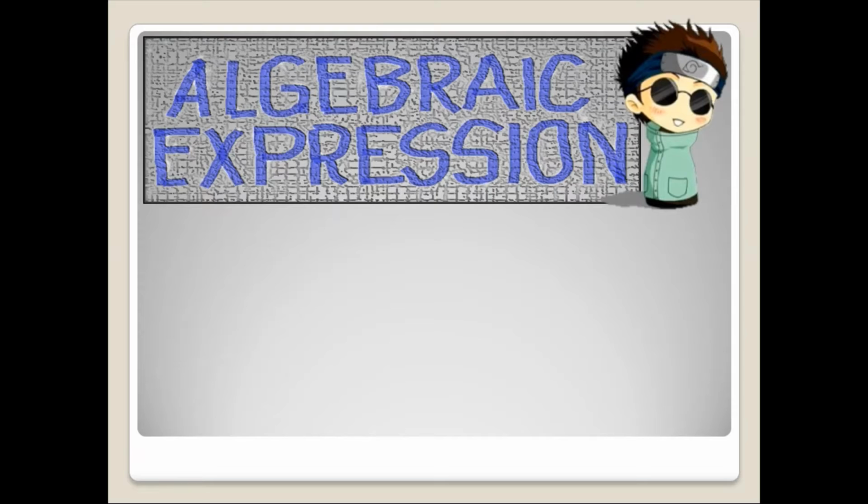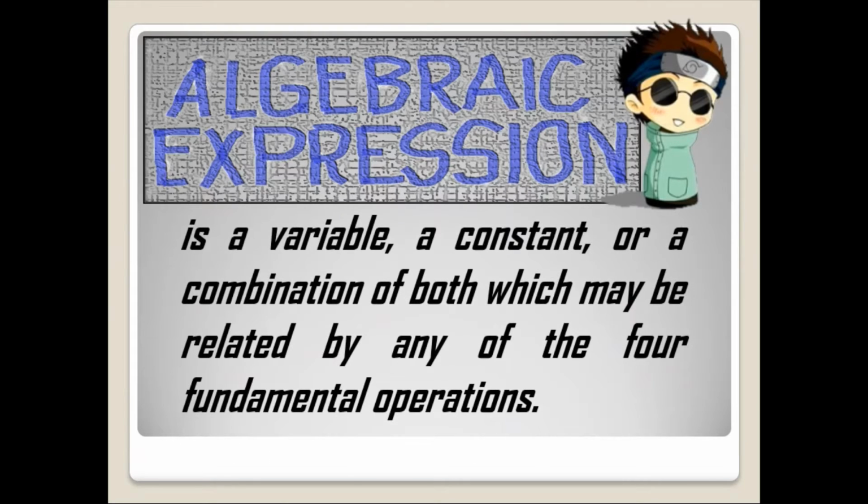Now, to start, let's learn about an algebraic expression. An algebraic expression is a variable, a constant, or a combination of both, which may be related by any of the four fundamental operations, namely addition, subtraction, multiplication, and division. But what's a variable? What's a constant?